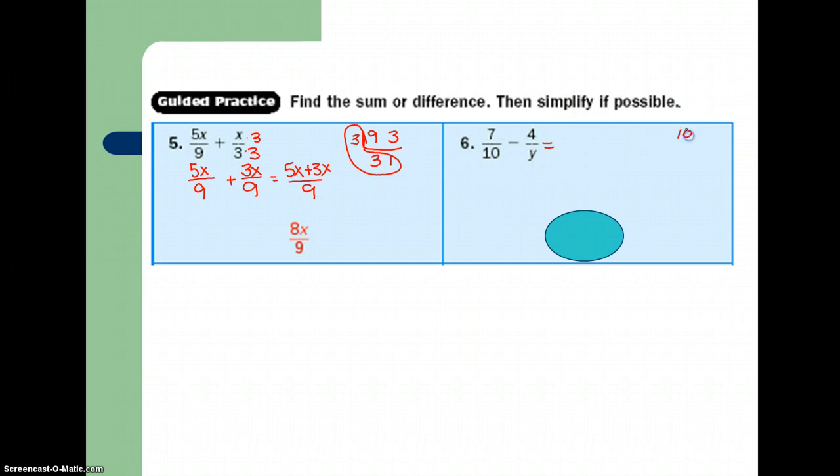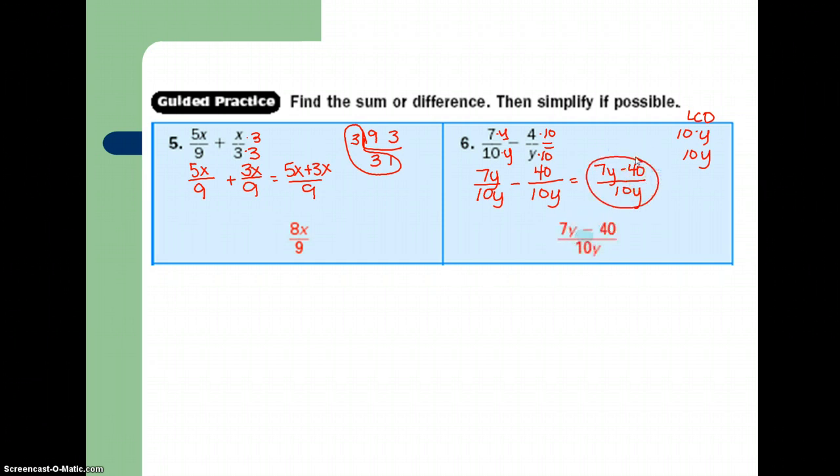6, 10 and y, find the LCD. Well, 10 and y, you multiply together to find the LCD, which is 10y. We're going to rewrite the fractions first. I went from 10 to 10y by multiplying by y. So do the same thing in the numerator. 7y. Y to 10y, multiply by 10, same thing in the numerator. You now have 7y minus 40 over 10y. Again, 40 does not have a y, so that's your answer. That is simplest form.